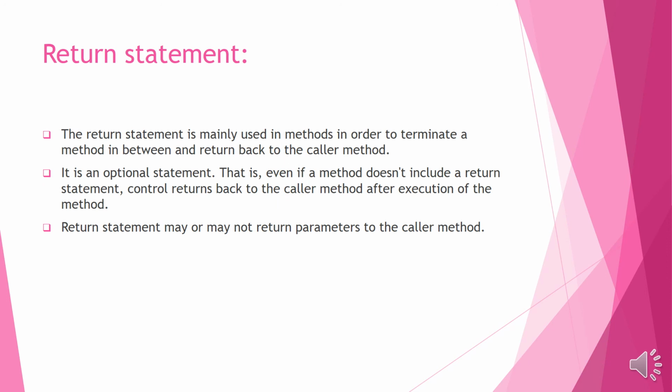The third jump statement is a return statement. It is used in methods in order to terminate a method in between and return back to the caller method. It is an optional one. It's not a need that a return statement is mandatory. That is, even if a method doesn't include a return statement, control returns back to the caller method after execution of the method. So a return statement may or may not return parameters to the caller method.